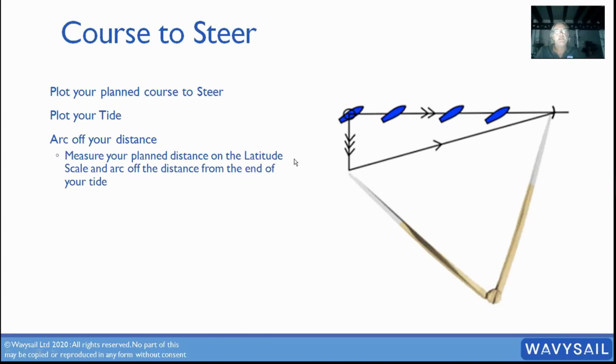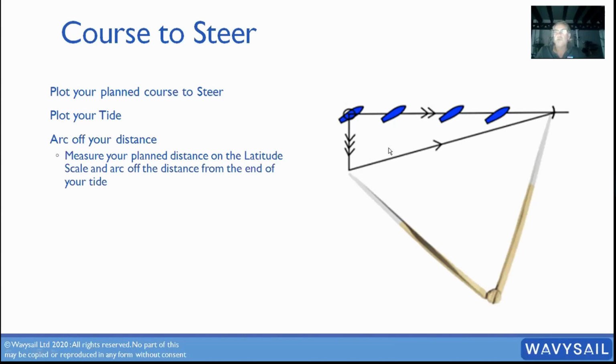Measure your planned distance, and always on the latitude scale, remember, because longitude changes, and then arc off the distance from the end of your tide. Bingo. That gives you this heading. So just quickly, 1 arrow is your heading. That's where your boat's actually pointing. 2 arrows is your course over ground. 3 arrows is your tide.